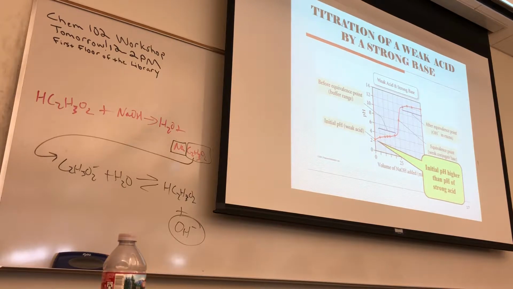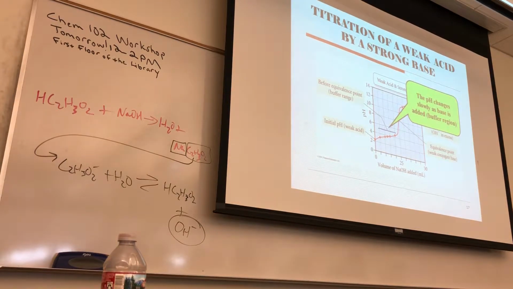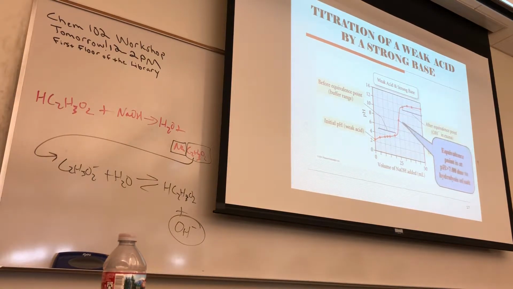Okay, so the initial pH is higher, the pH slowly changes in the buffer region, and the equivalence point is greater than 7.